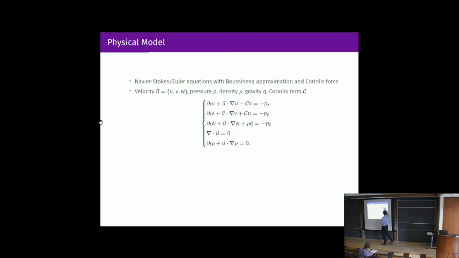And I have the Coriolis force as well, and that comes from the effect of the rotation of the Earth. That force is exerted perpendicular to the velocity and the axis of rotation. So I have a plus u in the equation for v and a minus v in the equation for u. This parameter c quantifies the strength of this effect. And of course, I have incompressibility and transport of the density.